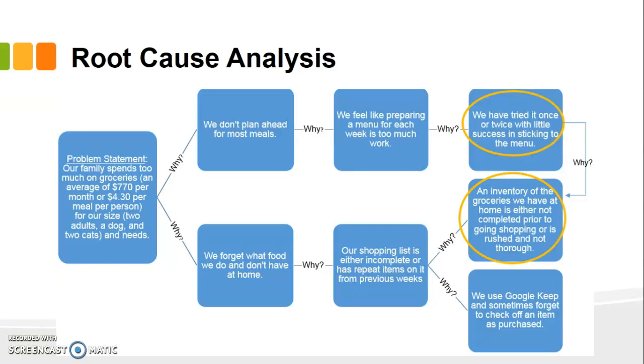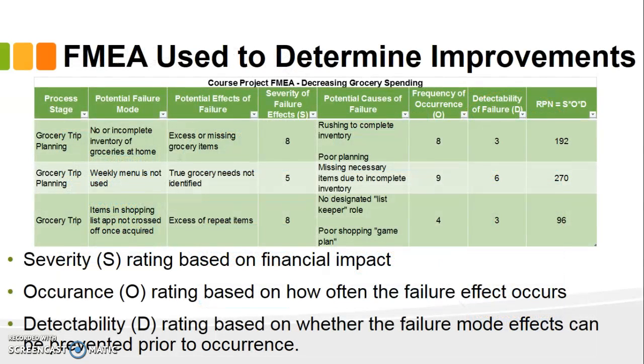I also used FMEA, which is failure mode effects analysis, to look at possible improvements. So I looked at 3 different failure modes. Again, the no or incomplete inventory, the lack of a use of a weekly menu, and also items in our shopping list aren't crossed off once we get them. So sometimes we double up or we miss a few things. Some possible effects of that, again, in order here, are excess or missing grocery items. We can't identify the true needs that we have, or we have an excess of repeat items.